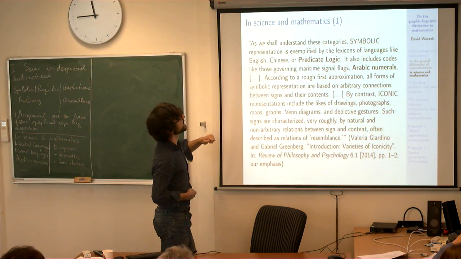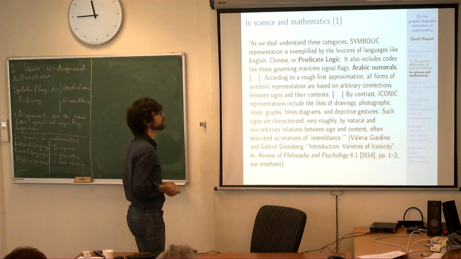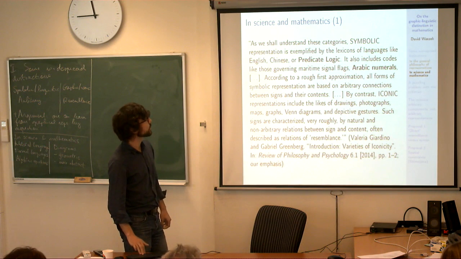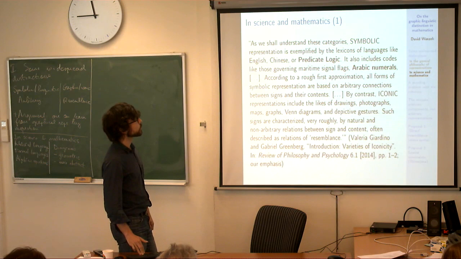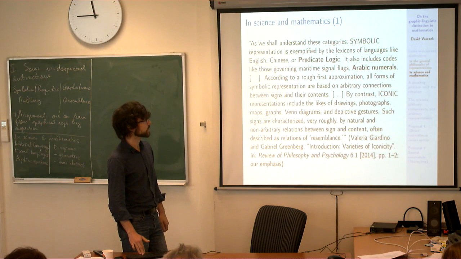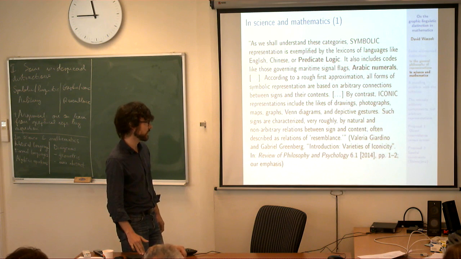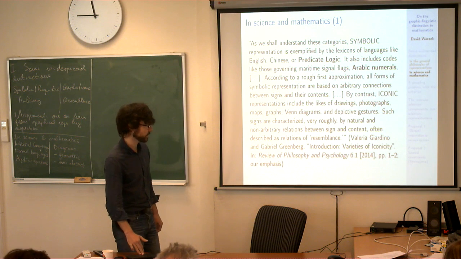So as we shall understand these categories, symbolic representation is exemplified by the lexicons of languages like English, Chinese, or predicate logic. So as you say, logic is included here on the linguistic side. It also includes codes like those governing maritime signal flags and Arabic numerals. According to a rough first approximation, all forms of symbolic representation are based on arbitrary connections between signs and their contents. By contrast, iconic representations include drawings, photographs, maps, graphs, Venn diagrams, and depictive gestures. Such signs are characterized very roughly by natural and non-arbitrary relations between sign and content, often described as relations of resemblance.